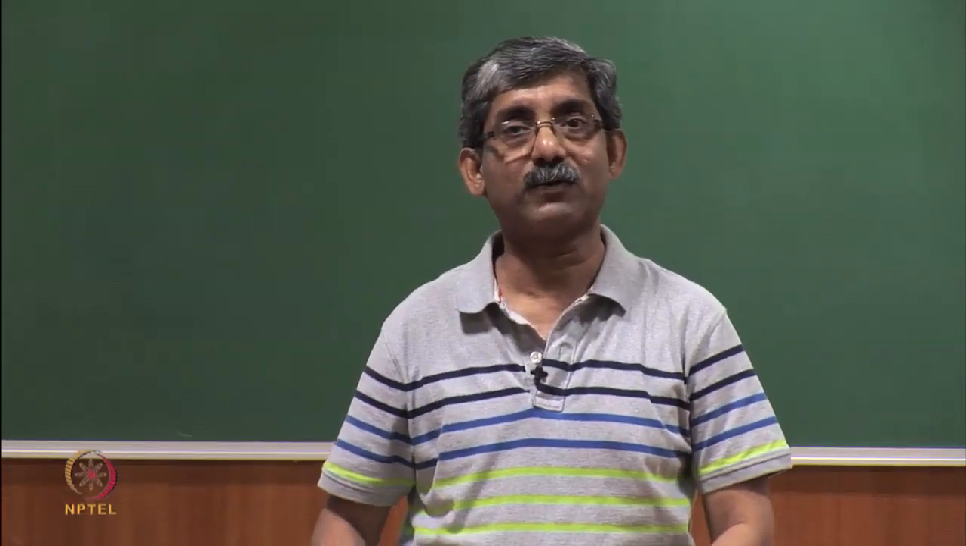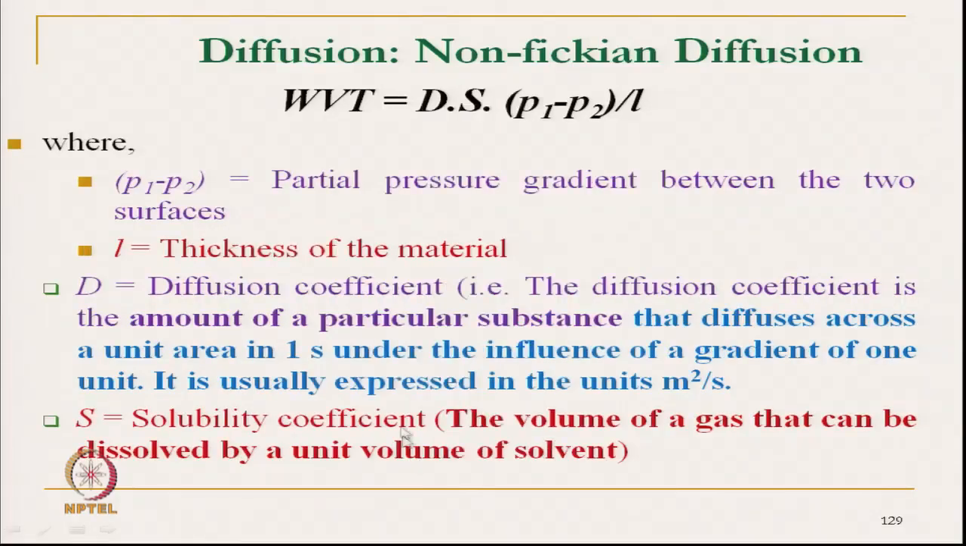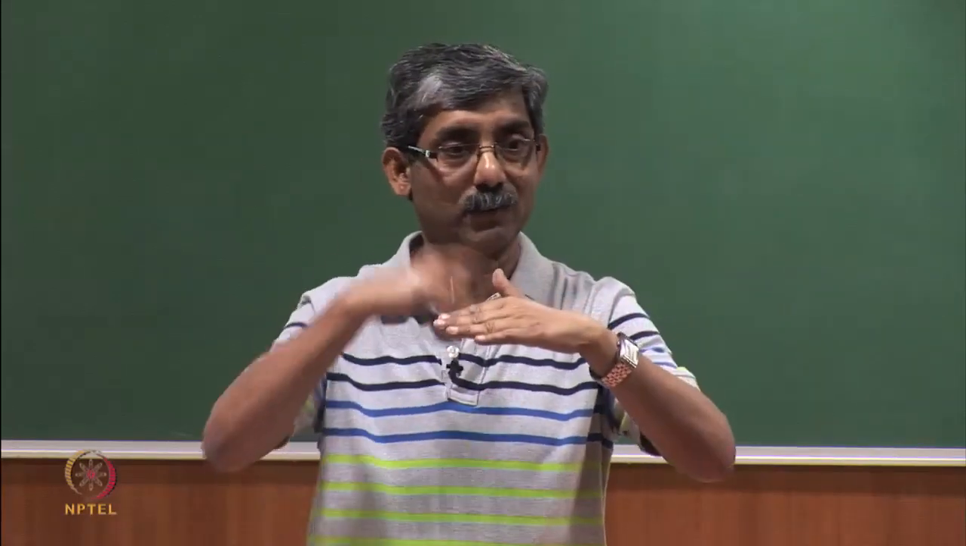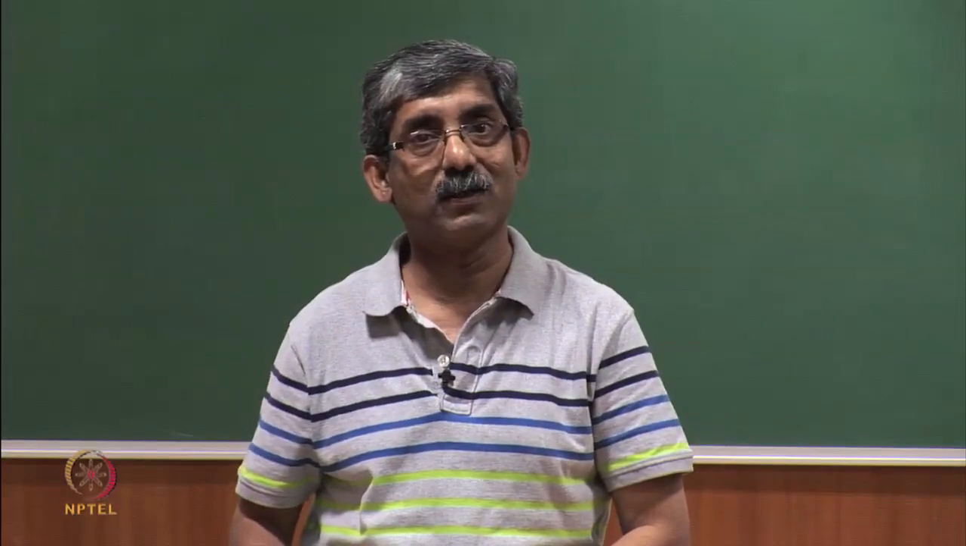So, water vapor transmission is equal to D, where D is the diffusivity or diffusion coefficient, which is the amount of a particular substance that diffuses across a unit area in 1 second under the influence of a gradient of 1 unit. So, this is the diffusion coefficient, and P1 minus P2 is the partial pressure gradient between the two surfaces. So, there is a polymer surface material, and between the two surfaces there is a pressure difference, P1 and P2.